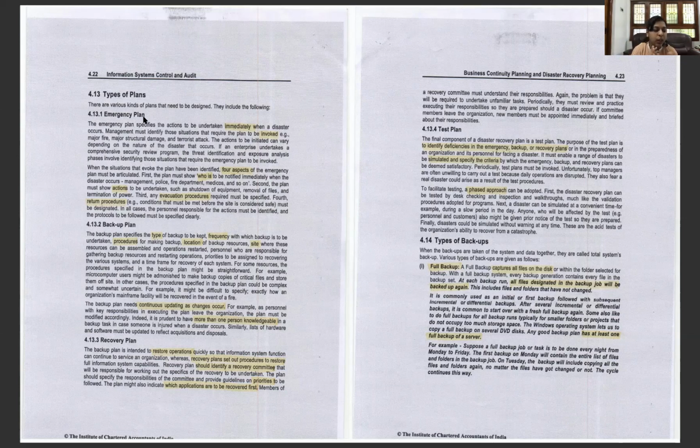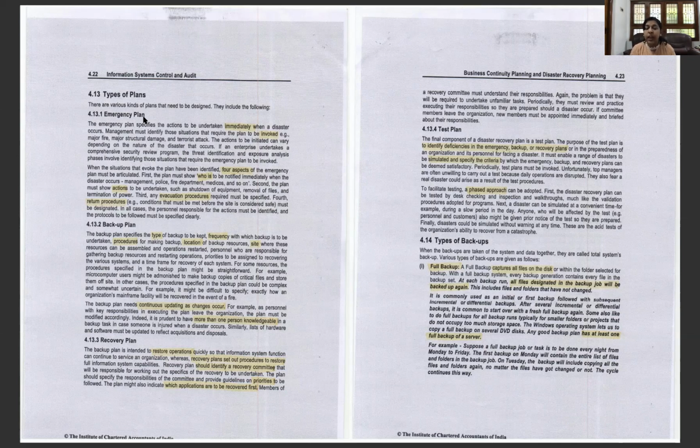It's not like, oh, I'm taking this BCP training, oh, it says I should go now, should I really be leaving this place? Yes. Evacuation procedures, and then the return procedures. When is it safe to return to that particular place? So types of plan: emergency plan, backup plan, recovery plan, test plan.